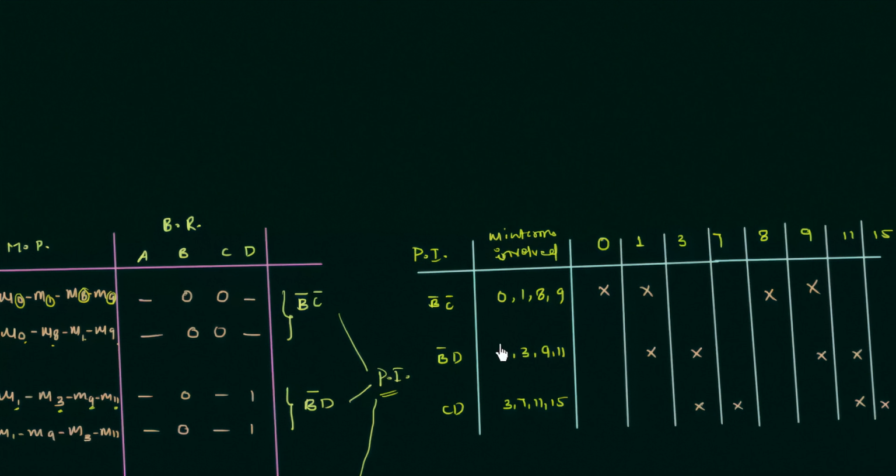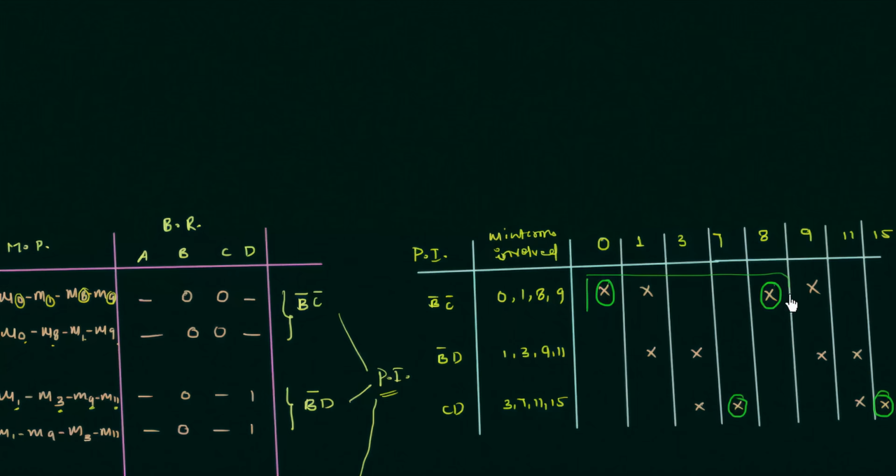Okay, now we have to circle the cross. We will circle the cross which is alone in the column, like this one. In this column we have 2 crosses, in this column also we have 2 crosses, but in this column we have only 1 cross, and this is also a column having a single cross, and this one is a column having a single cross. Now we will consider the prime implicants corresponding to these circles.